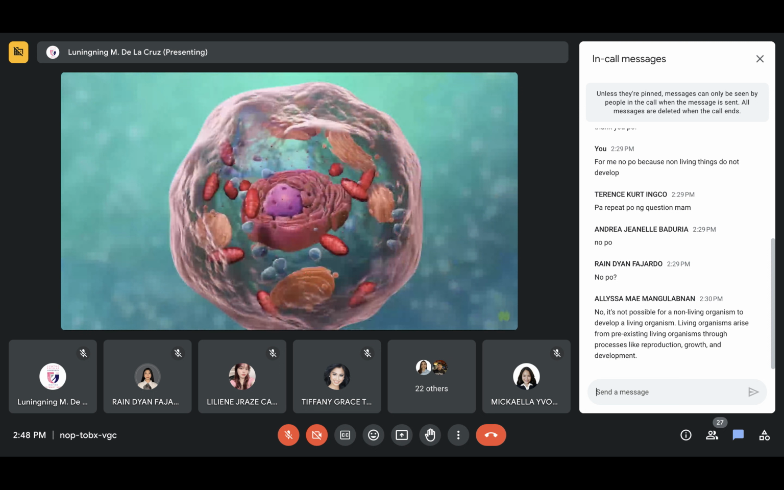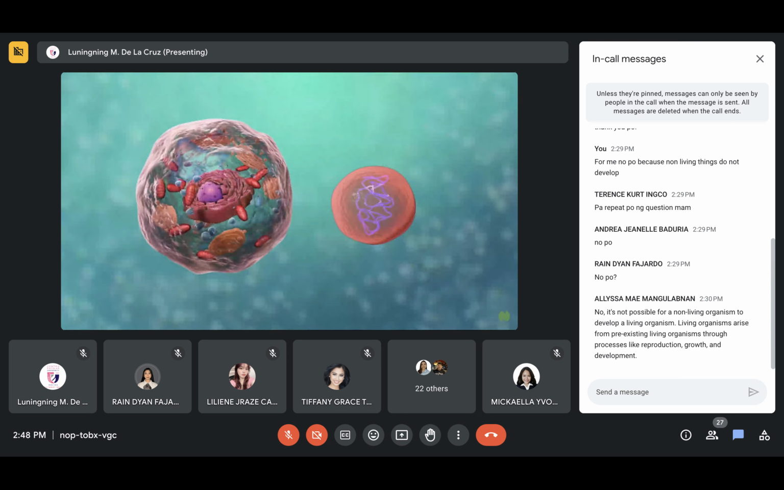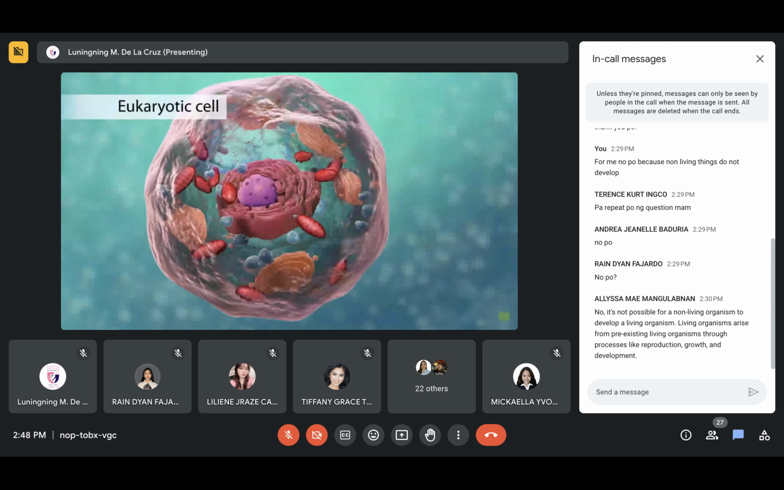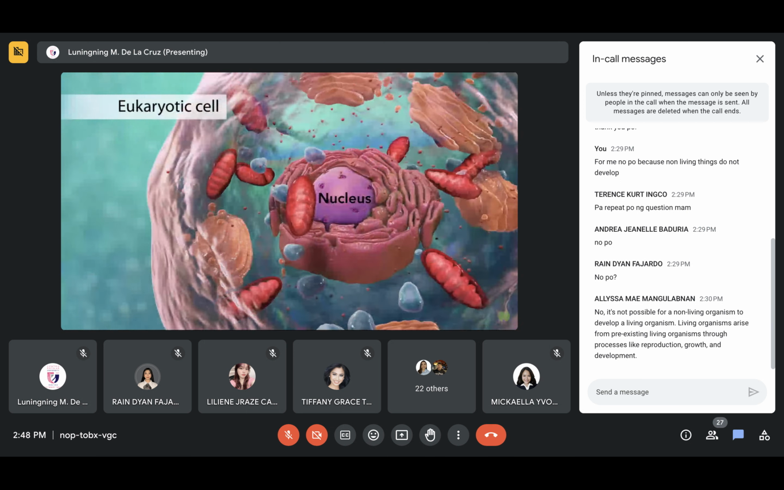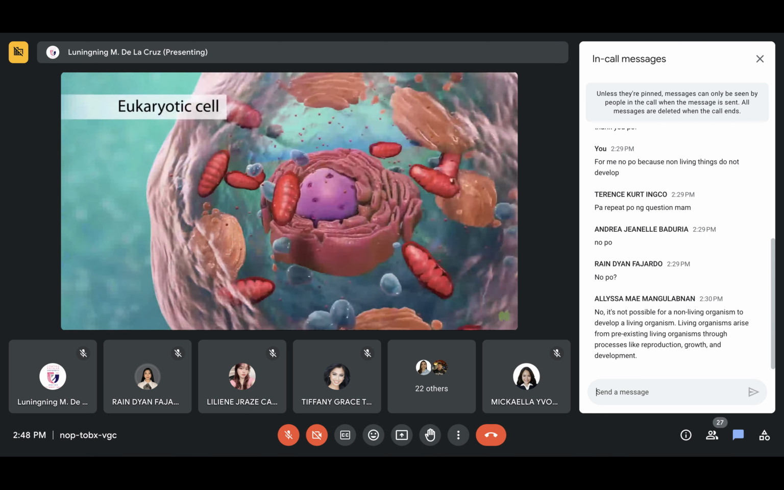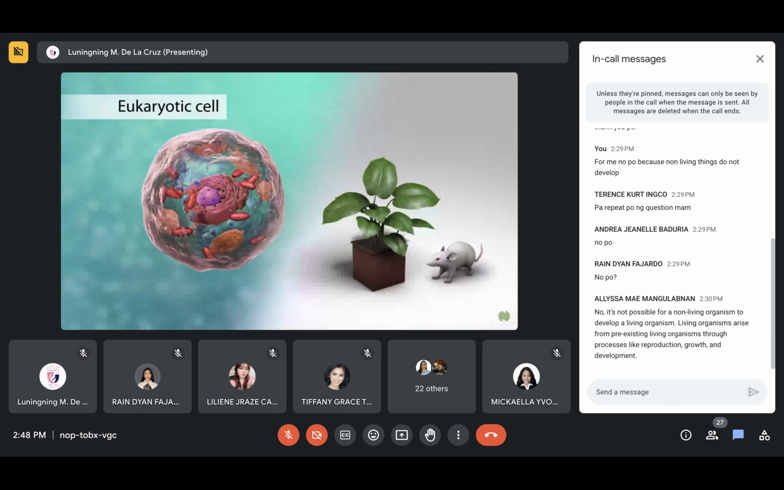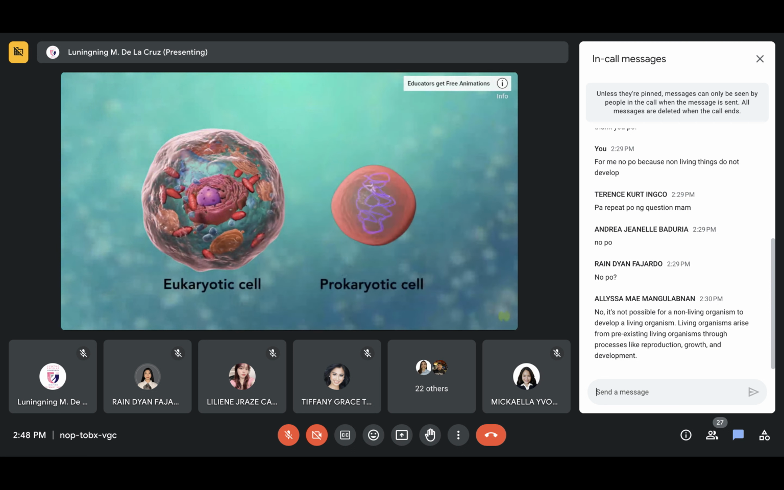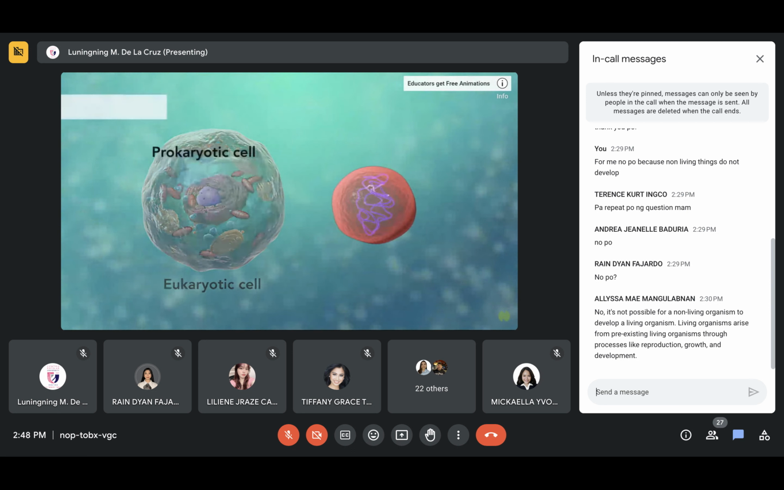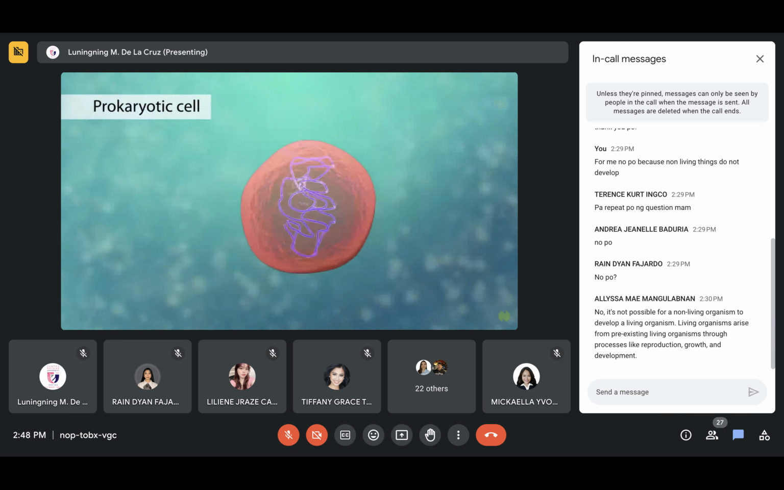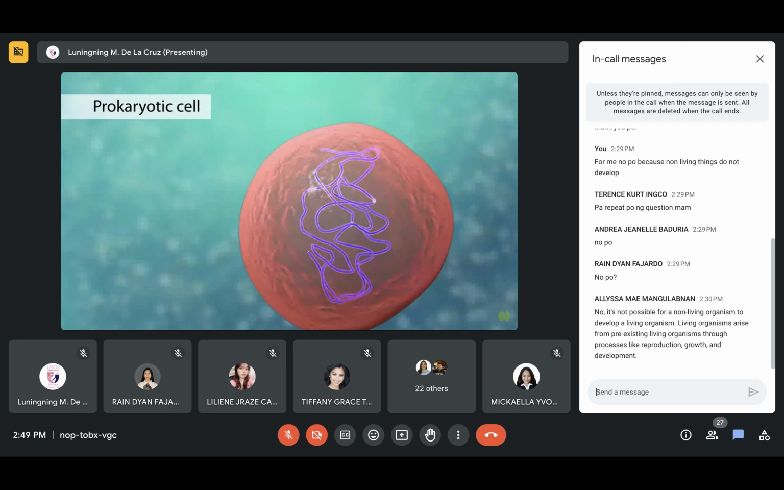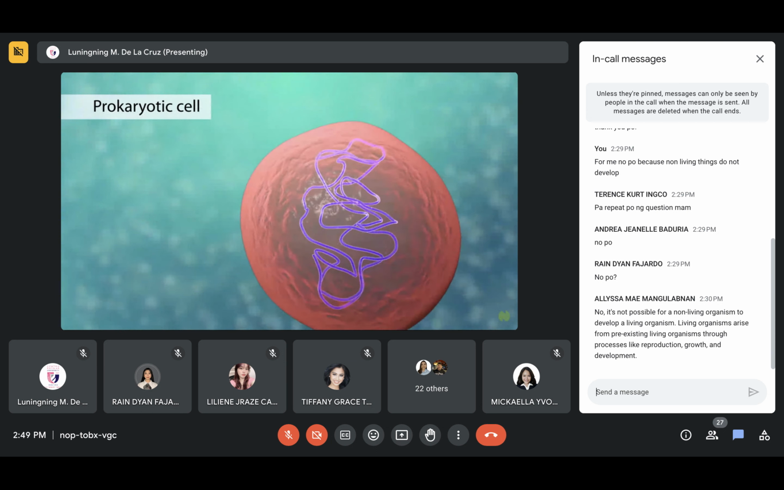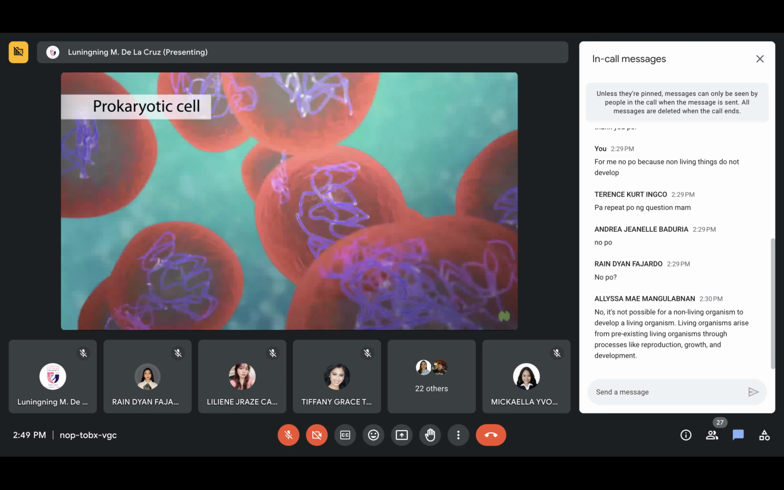There are two broad categories of cells. The first category is eukaryotic cells. They have organelles, which include the nucleus and other special parts. Eukaryotic cells are more advanced complex cells, such as those found in plants and animals. The second category is prokaryotic cells. They don't have a nucleus or membrane-enclosed organelles. They do have genetic material, but it's not contained within a nucleus. Prokaryotic cells are always one-celled or unicellular organisms, such as bacteria.